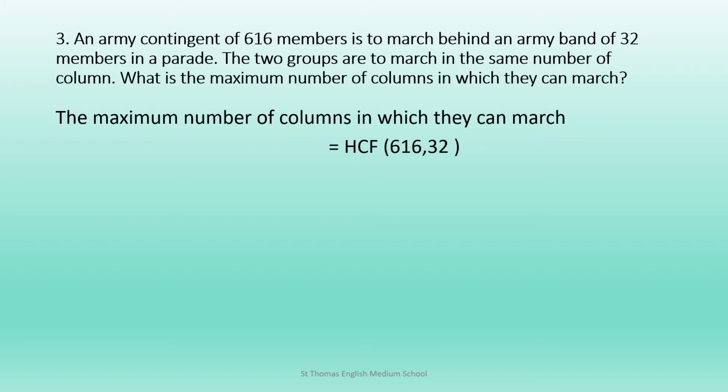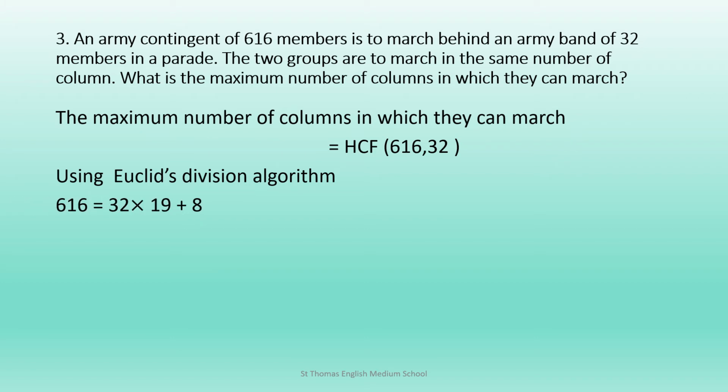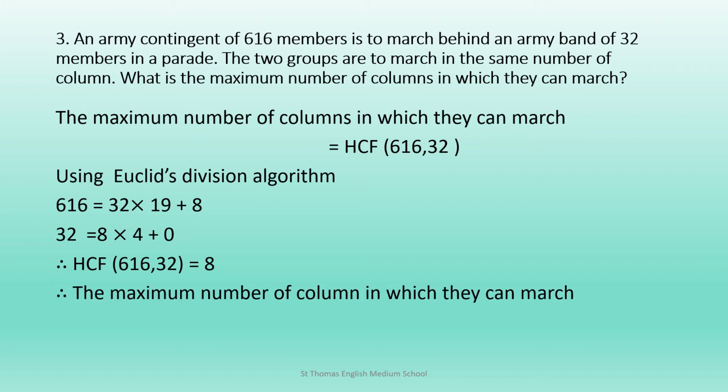that is 616 and 32. You can use Euclid's division algorithm or you can use prime factorization. By using the algorithm, we have 616 equal to 32 multiplied by 19 plus 8. Since the remainder is not 0, you have to repeat the division again. So you will have 32 equal to 8 multiplied by 4 plus 0. Since the remainder is 0, the last divisor will be the HCF. Therefore, HCF of 616 and 32 is 8. Therefore, the maximum number of columns in which they can march equals 8 columns.